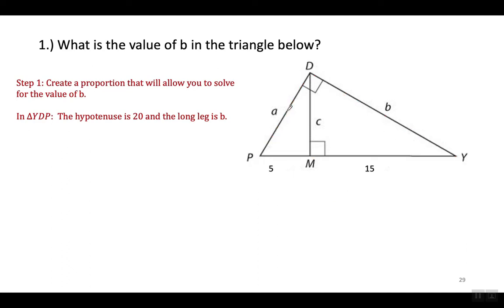Now let's also look at triangle DMY, this triangle right here, DMY. In this triangle, B is the hypotenuse, and the long leg is 15, because you can see that the shorter leg is this side, which is C. And let me explain what I'm trying to do. I'm trying to create a proportion where I'm comparing a side with a number to B and another side with an actual number to B. When you look at the proportion, you'll see what I mean.